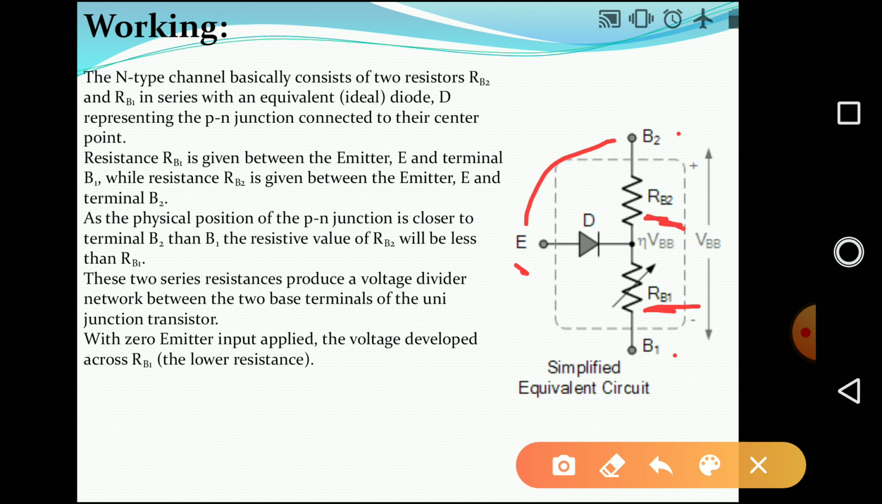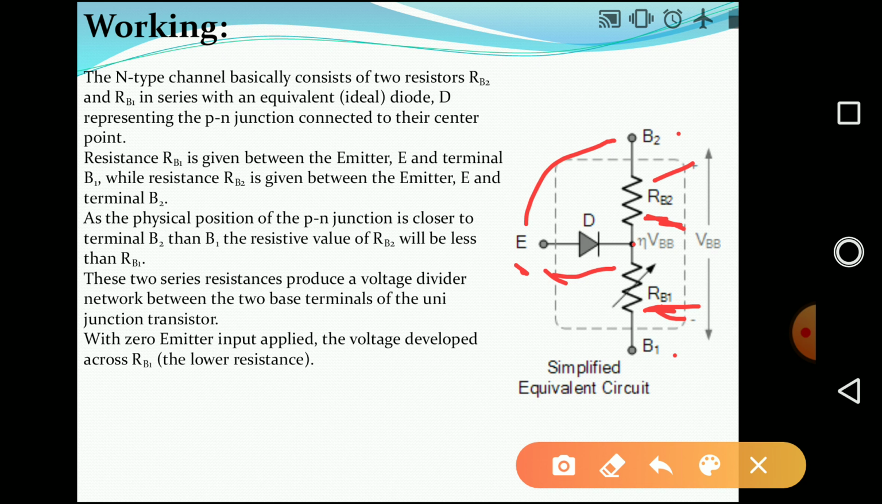In working, it states that the N channel basically consists of two resistors, that is RB2 which is connected to B2 and RB1 which is connected to B1, in series, and with an equivalent diode, that is, from the emitter to the center point there is an equivalent diode. This diode is formed because of the P and N layer combination by forming the PN junction.